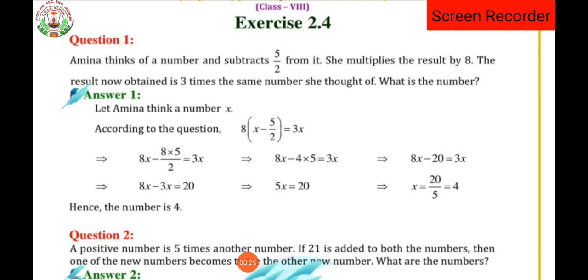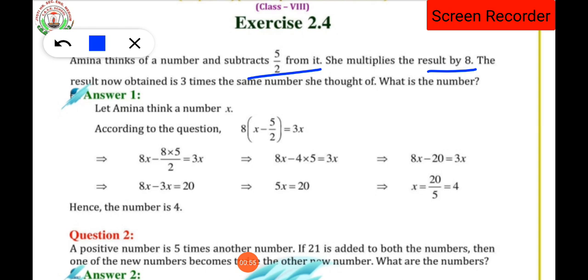Amina thinks of a number and subtracts 5 by 2 from it. That means whatever number Amina thinks of, 5 by 2 will be subtracted from it. She multiplied the result by 8. After subtracting, she multiplies that with 8. Then the result obtained is 3 times the same number thought of.